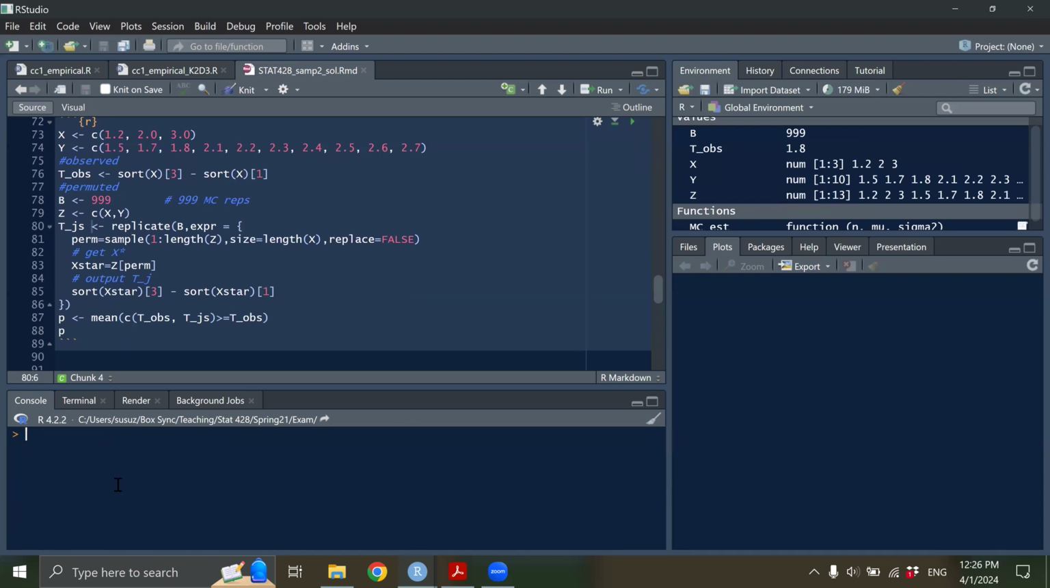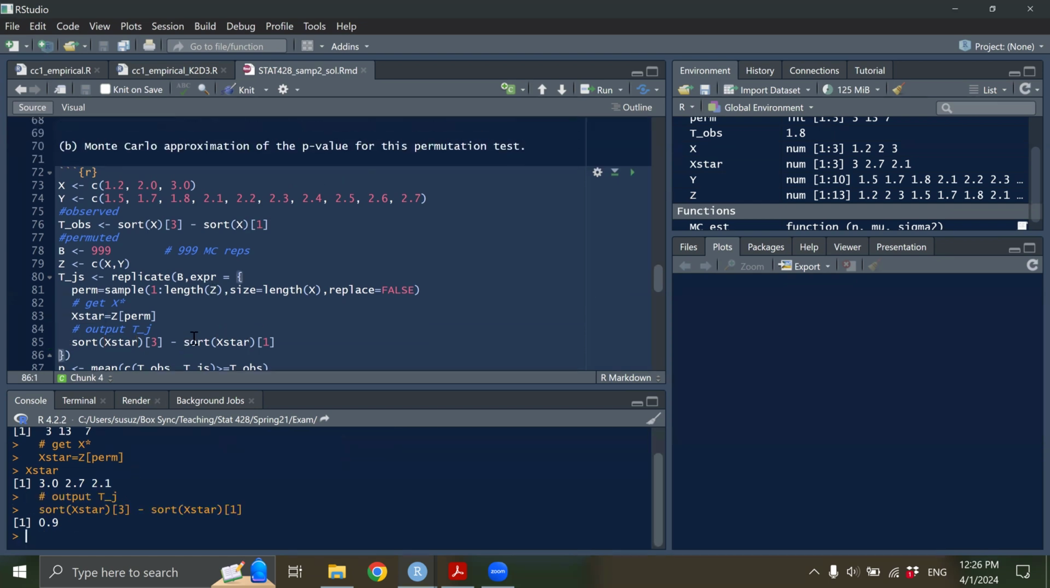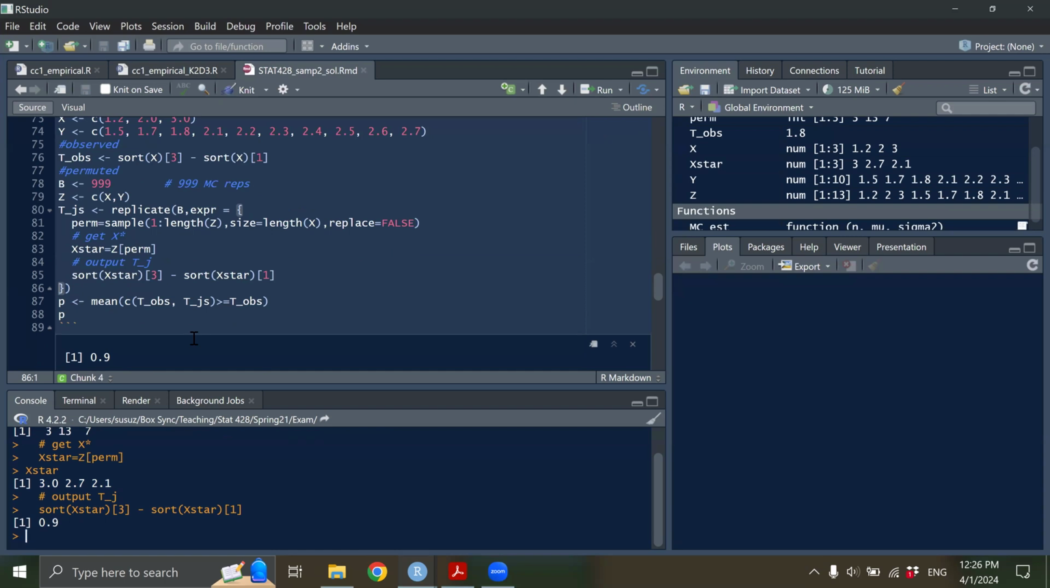All right, so let's run the permutation for one replication first. In each replication, we will first generate something called perm, which you'll see is 3 of the indices sampled without replacement from 1 through 13, the length of Z. What essentially this says is that we're going to form a shuffled X star that contains these 3 entries of Z: the 3rd entry, the 13th entry, and the 7th entry. So this is our X star, and we will need to calculate the range of X star, which is our test statistic. You can see that it's going to be equal to 3.0 minus 2.1, which is 0.9. And essentially what that means is that in this particular partition, we actually did not achieve a range of X that was greater than or equal to the observed 1.8.